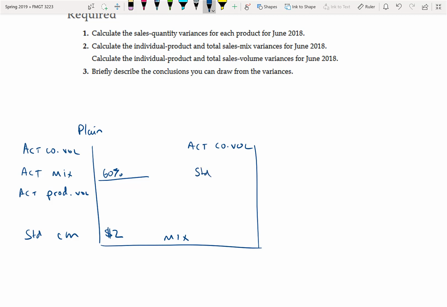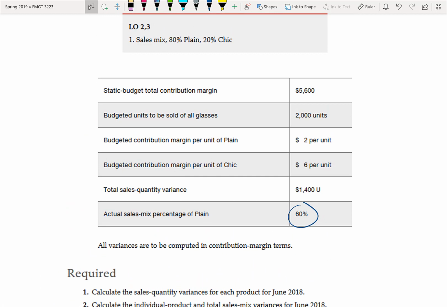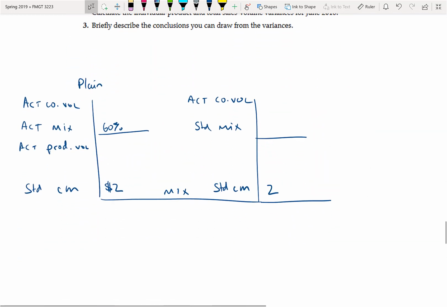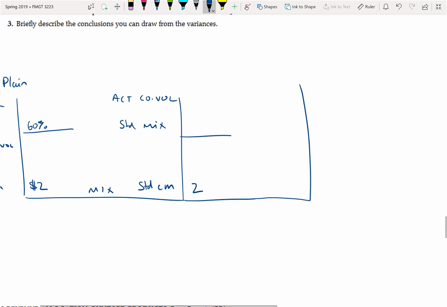Here I'll put my standard mix. I do need to work that out in just a second, and we can do that, I think. I also need to put my standard contribution, and that was $2. Okay, so we don't know much else yet. Let's see if we can complete the right column over here, and then we'll go forward from there.